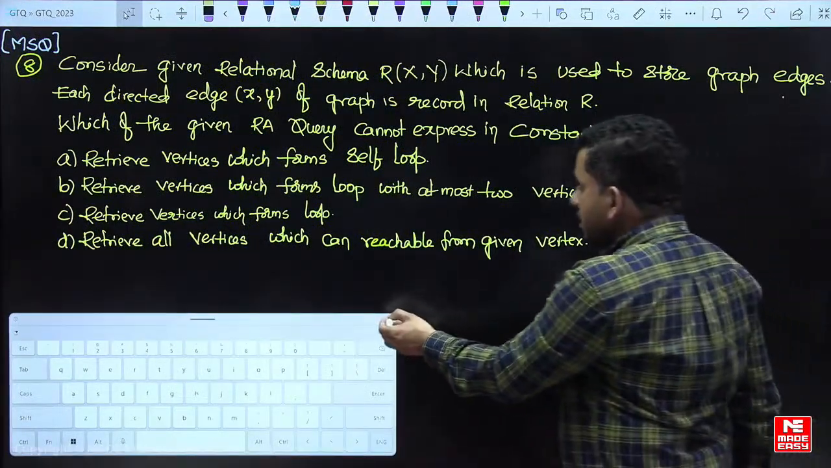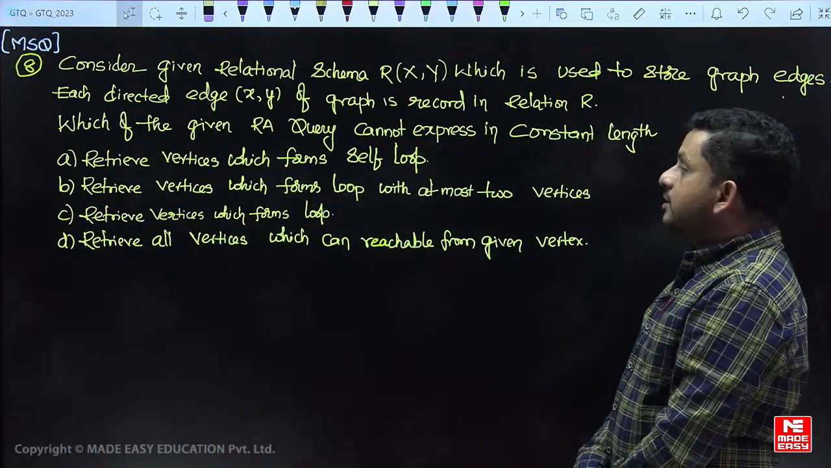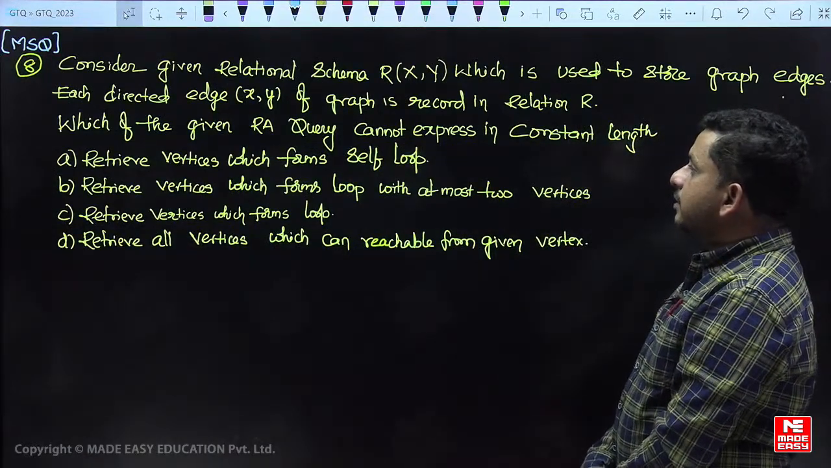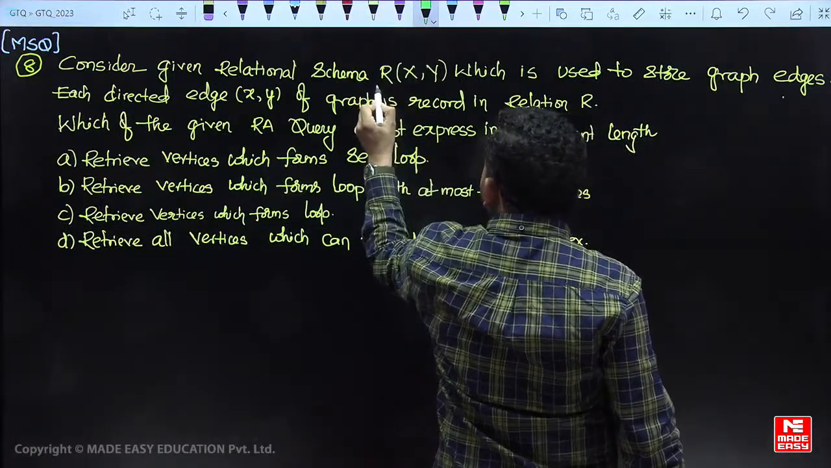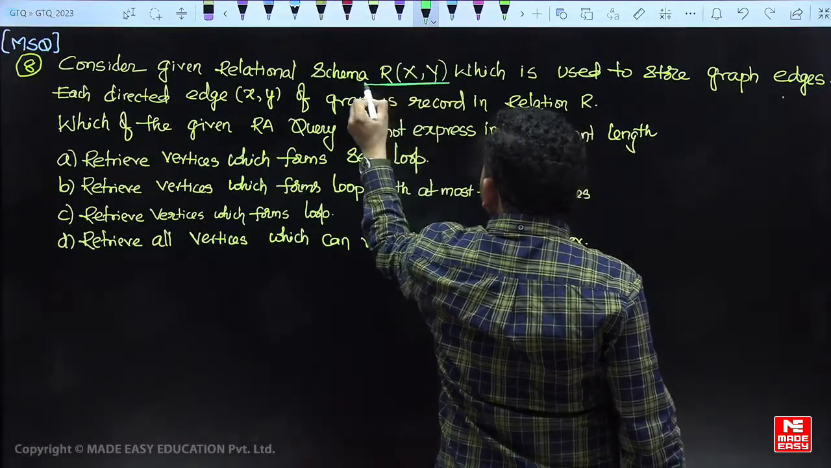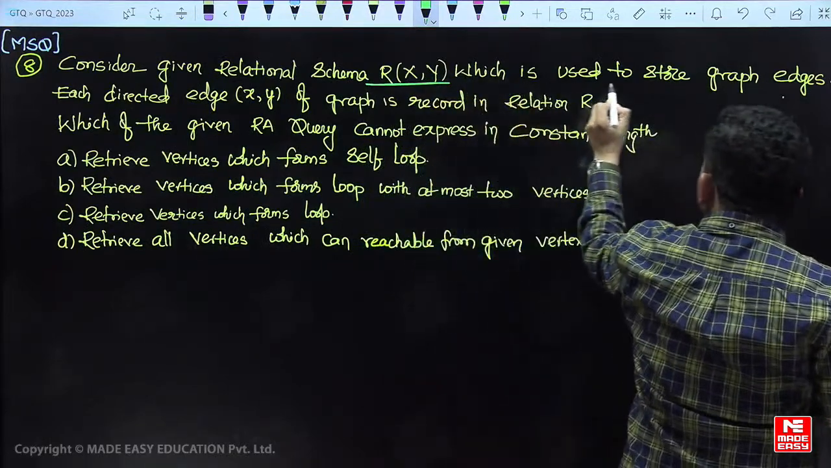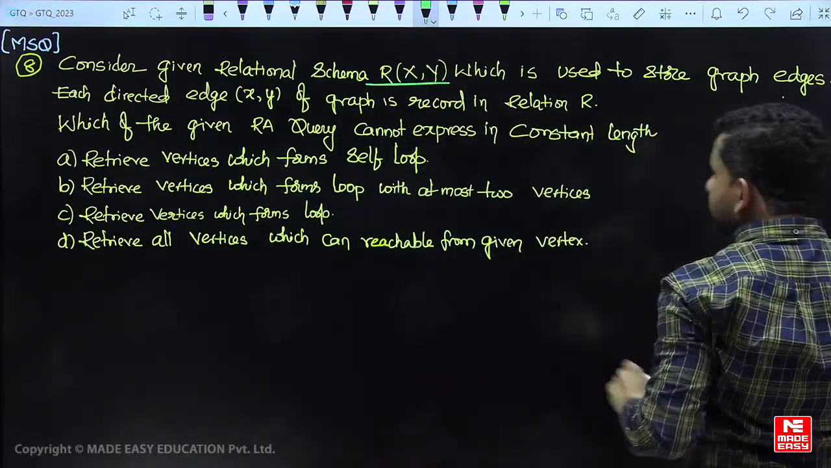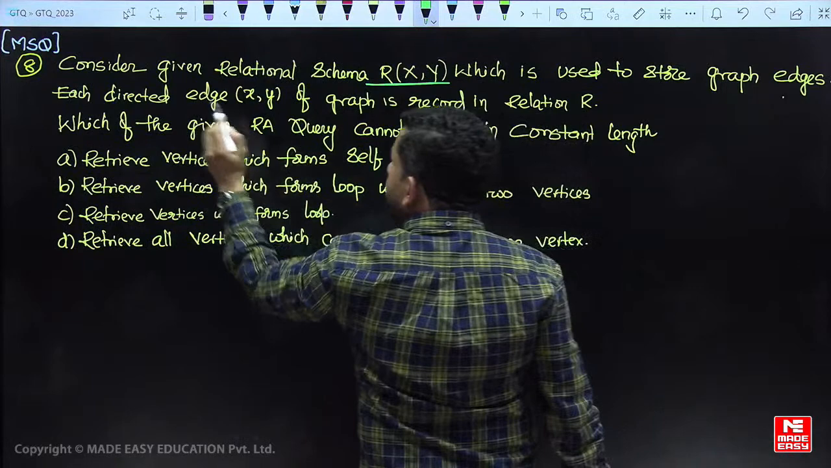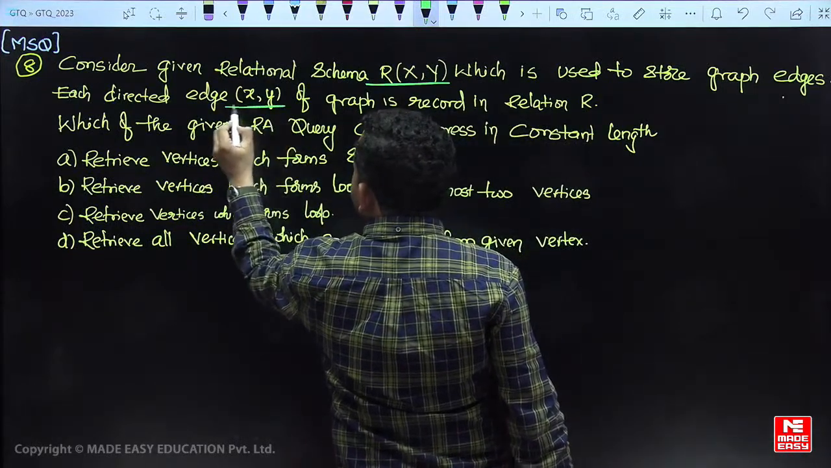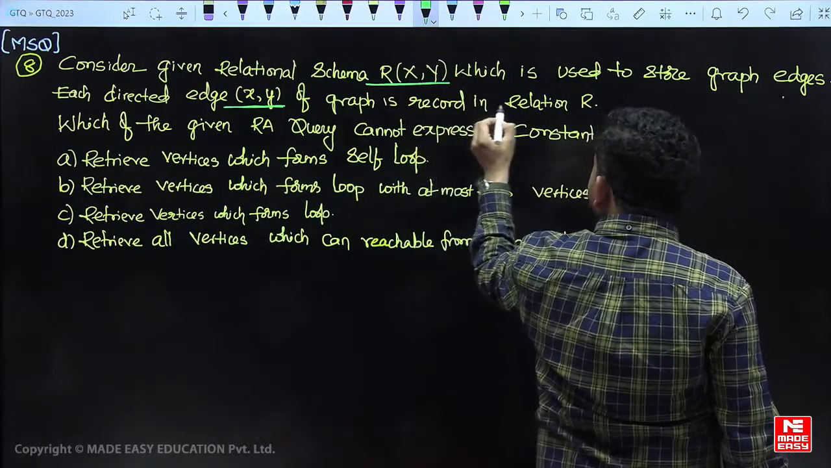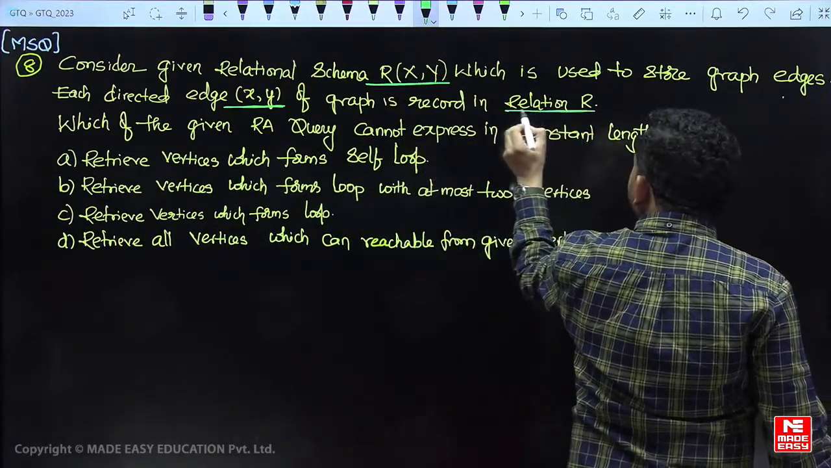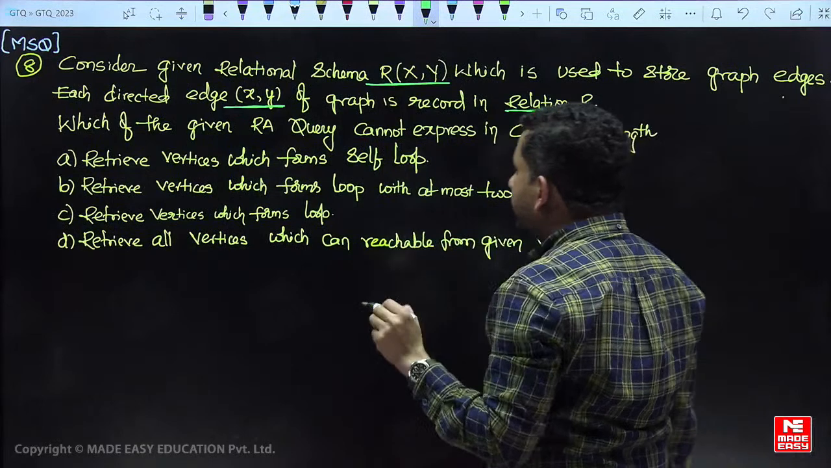It is also a relational algebra query. So consider the given relational schema R(X, Y), which is used to store graph edges. So each directed edge XY of the graph is recorded in relation R. One graph edge is one record.